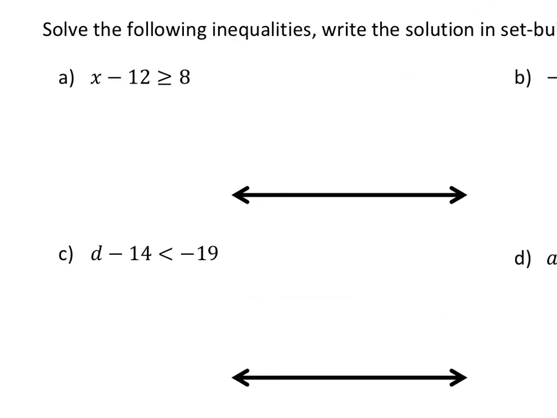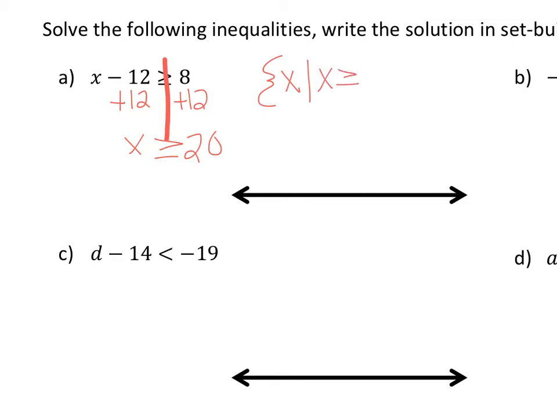So to solve this one-step inequality, we're going to solve it just like an equation. We're going to add 12 to both sides, and we get x, bring down the symbol, is greater than or equal to 20. The way we write that: the set of all x such that x is greater than or equal to 20. And make sure you use the curly brackets, not regular brackets or parentheses. They have to be specifically those brackets because those tell us it's a set.